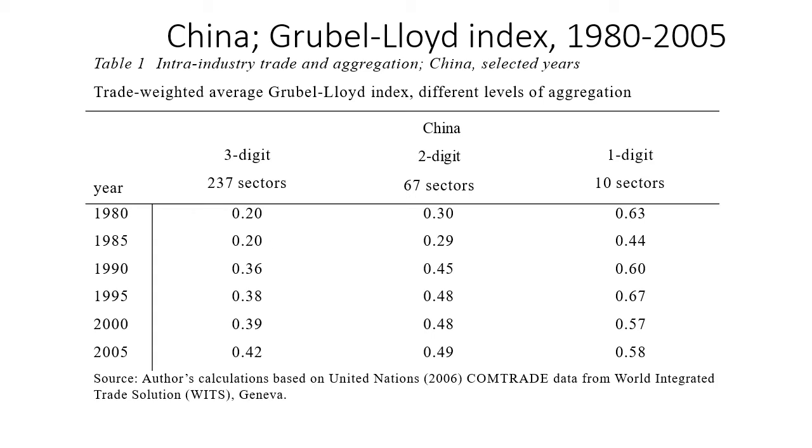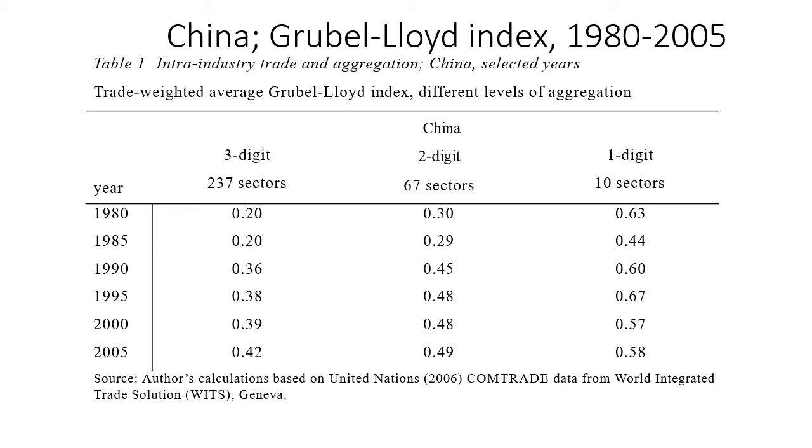They represent certain sectors. So in total, when we look at the 1-digit sectors, there are only 10 sectors. When we look at the 2-digit sectors, there's 67 sectors. And when we look at 3-digit sectors, there are 237 sectors. The 1-digit sectors are the less detailed sectors. So when we're dealing with higher numbers in terms of digits, then we're also dealing with more sophisticated or more detailed sectors. So this is what we see from China.